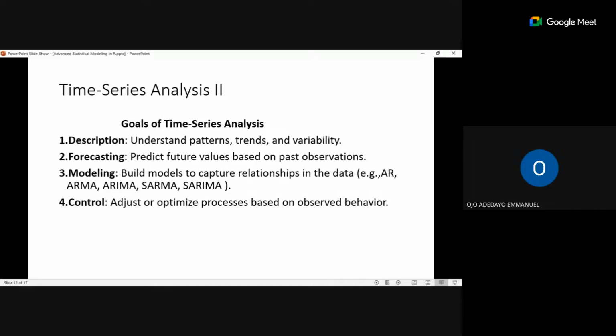Another one is forecasting. Predict future value based on the past observation. We normally use it to predict. Let's say, for instance, we have a school with 20 students, and over time you discover that every day they are bringing 2 students, 1 student, 3 students, 4 students. At the end of the month, you have data for the number of students.